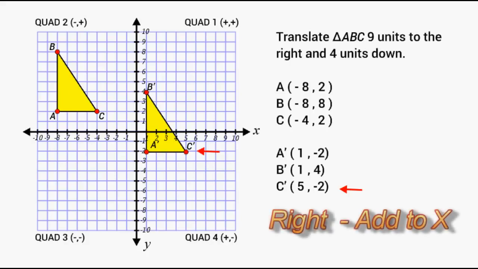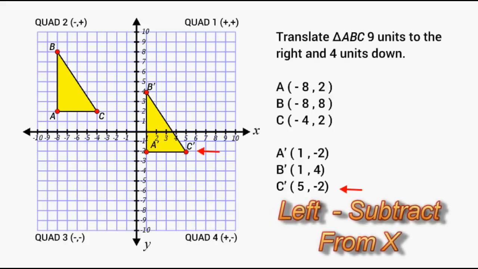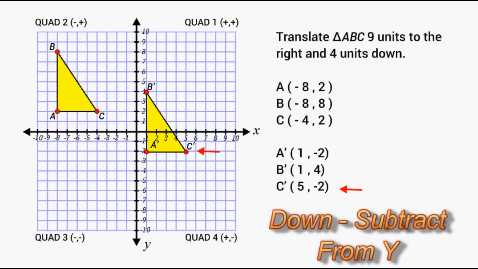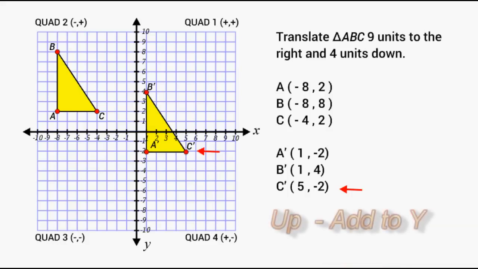Any movement to the right on the coordinate plane just means you're going to add something to the x value. If you were to move something to the left, then you'd subtract that amount from your x value. Any movement downward is a movement in the y direction, and you would subtract from your y value. And anytime you move something upward, you would take the amount that you moved upward and add that number to each one of your y values.